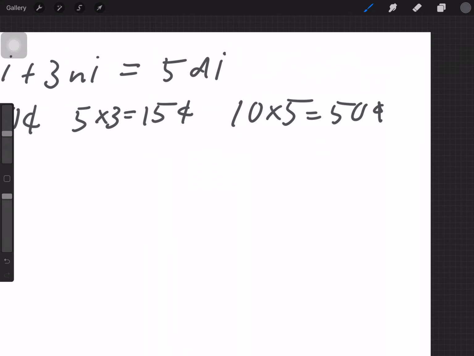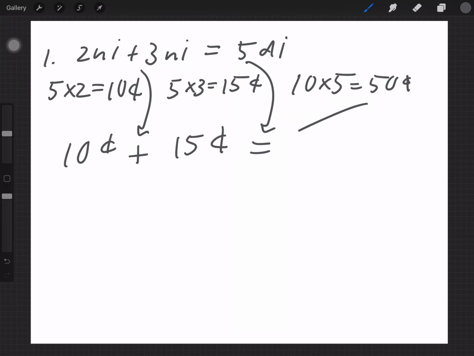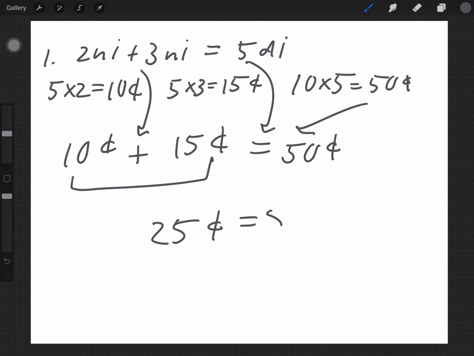Just some quick math. We're going to simplify this a little bit. So 10 cents plus 15 cents is equal to 50 cents. And we're just going to check to see if this is true or not, but we can't yet because there's two things over here. So 10 plus 15 is 25 is equal to 50 cents. So this is not true because 25 is not equal to 50. So your answer would be no.